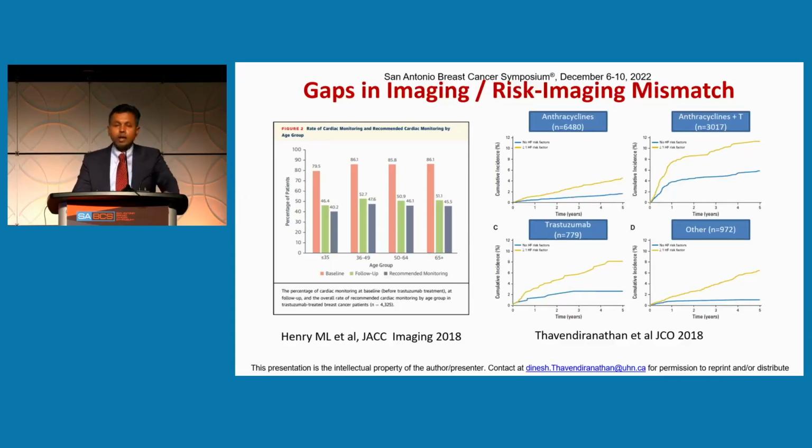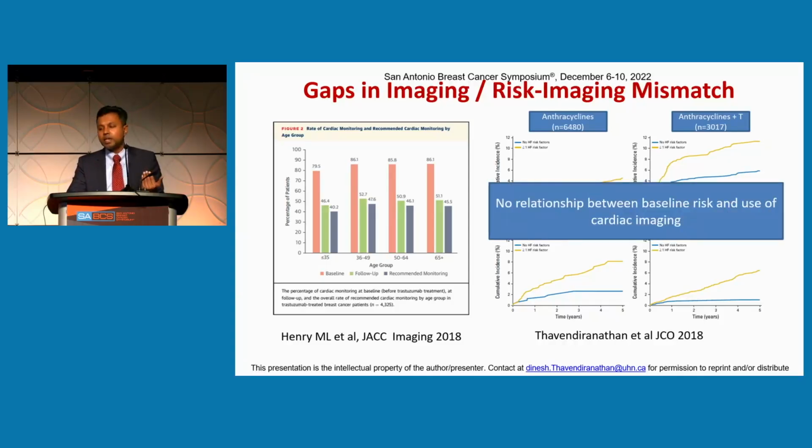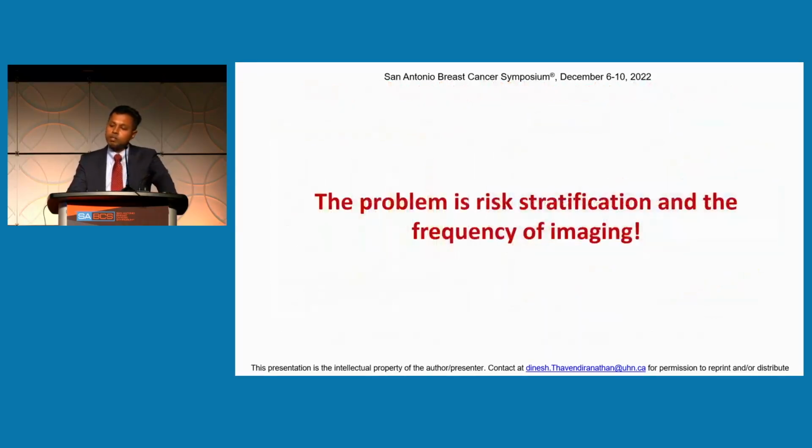This is about 20,000 patients from the province of Ontario. We looked at all forms of breast cancer therapy, and regardless of what therapy the patients are receiving, the yellow line on the top shows that if you have one additional heart failure risk factor, such as diabetes or hypertension, you have a 2-fold increase in the risk of developing clinical heart failure. When we went back and looked at compliance with imaging, there was absolutely no relationship between the risk and the compliance with imaging, again suggesting there's potentially a risk imaging mismatch.